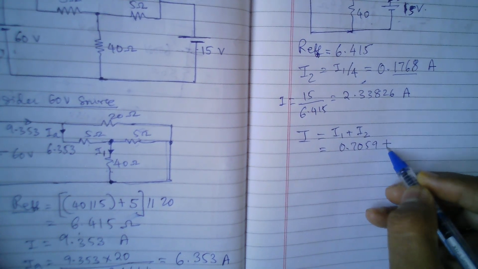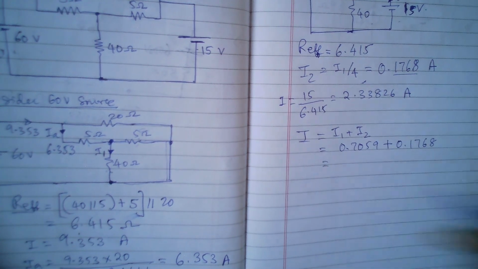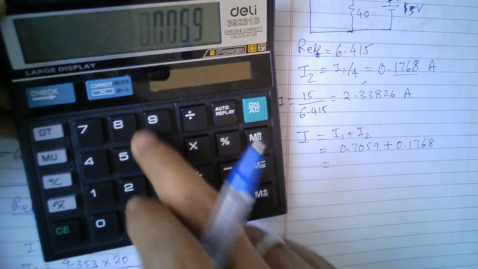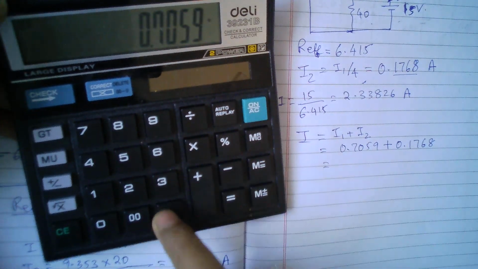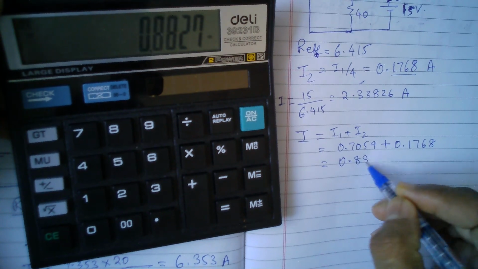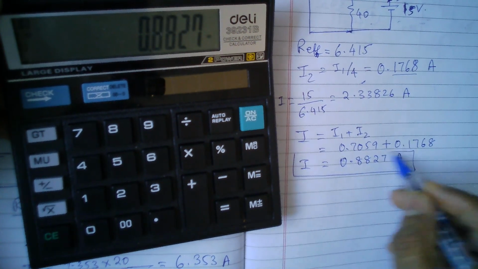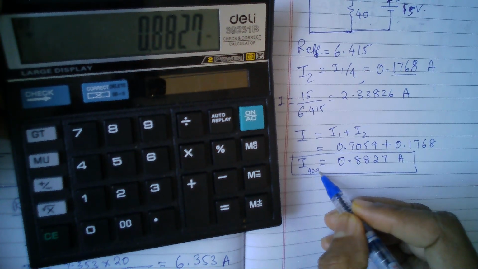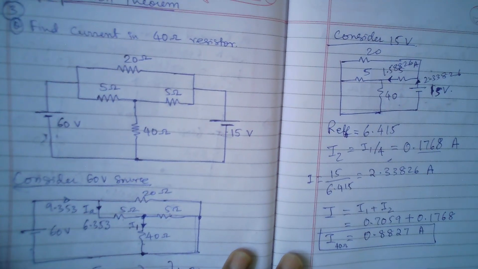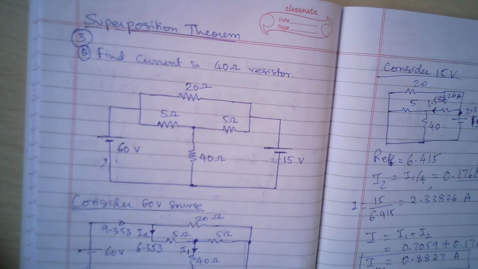So we are getting 0.7059 plus 0.1768. Let's add that. I'm getting 0.8827 amperes as the final current in the 40 ohm resistance, I40 ohm. So this is the answer for this problem. I hope my answer is matching with your answer. Congratulations if your answer is matching with my answer.